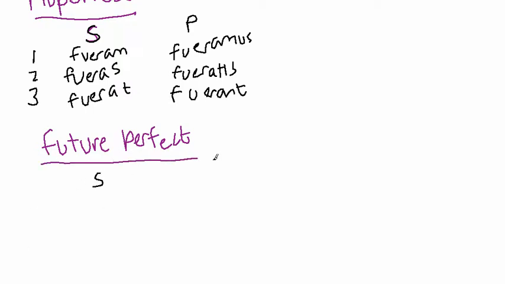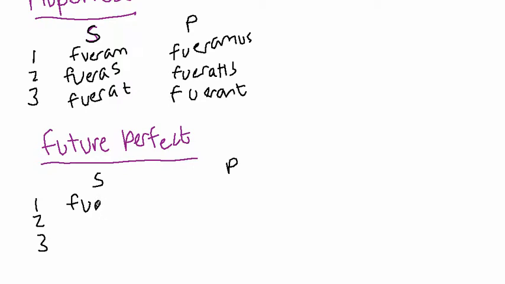Okay, so again, we'll make a chart. You do the same thing that you do for the pluperfect, except instead of adding the imperfect forms of sum, you're going to add the future endings. And you add them to your third principal part with the I crossed out.